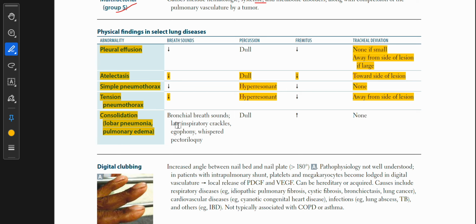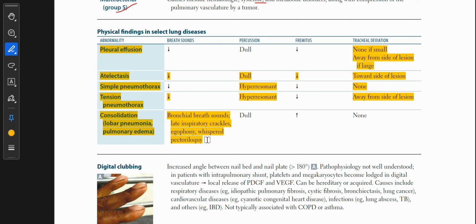In consolidation, bronchial breath sounds, late respiratory crackles, egophony, and whispered pectoriloquy are seen. Whispered pectoriloquy is when you auscultate a person's chest, and you hear his words clearly in the diaphragm of your stethoscope. Like he will talk from his mouth, but you will hear the specific words in your stethoscope. That is whispered pectoriloquy, right?